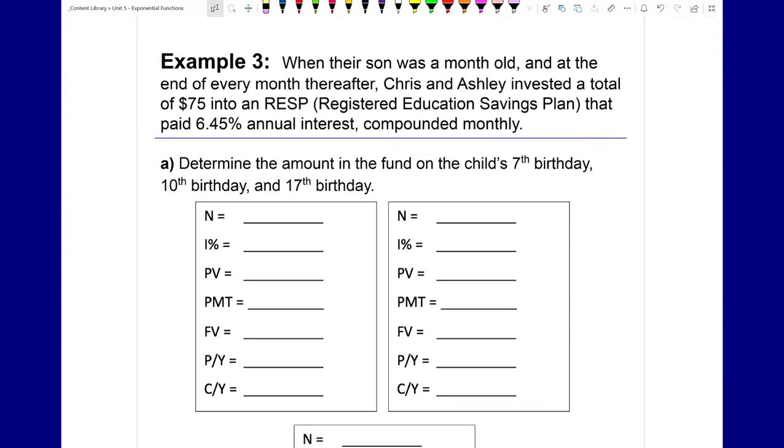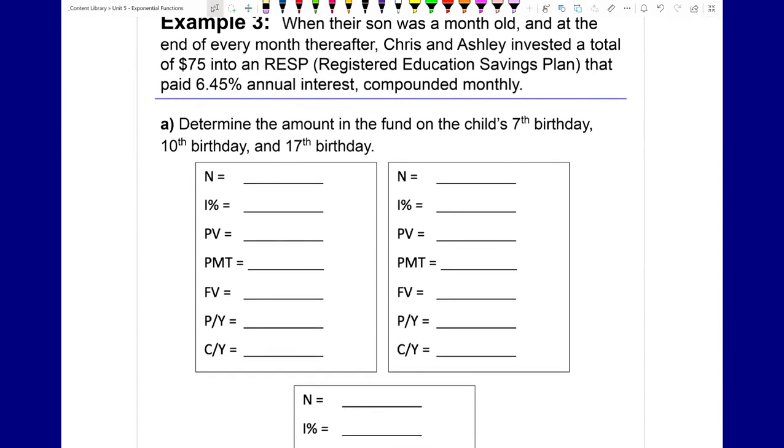So in this example, when their son was a month old and at the end of every month thereafter, Chris and Ashley invested a total of $75 into an RESP, a registered education savings plan, that paid 6.45% annual interest compounded monthly. We want to figure out the amount in the fund on the child's 7th, 10th, and 17th birthday.